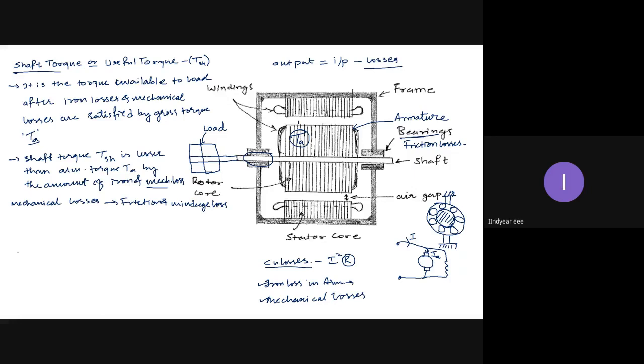Then what is windage loss? Where do we get windage losses? There is a large misconception that windage losses occur in windings. Windage loss does not occur in windings. In windings, we will get only one type of loss, that is copper loss. Windage loss occurs in the air gap. Here we get windage loss.